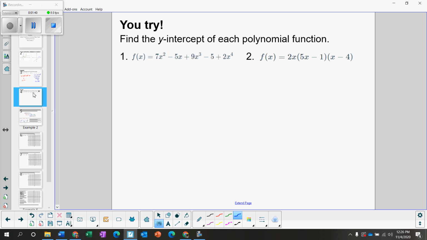So go ahead and try these two. You can pause it and I'll show the answer. All right, so for number 1, we have (0, -5), and for number 2, we have (0, 0).